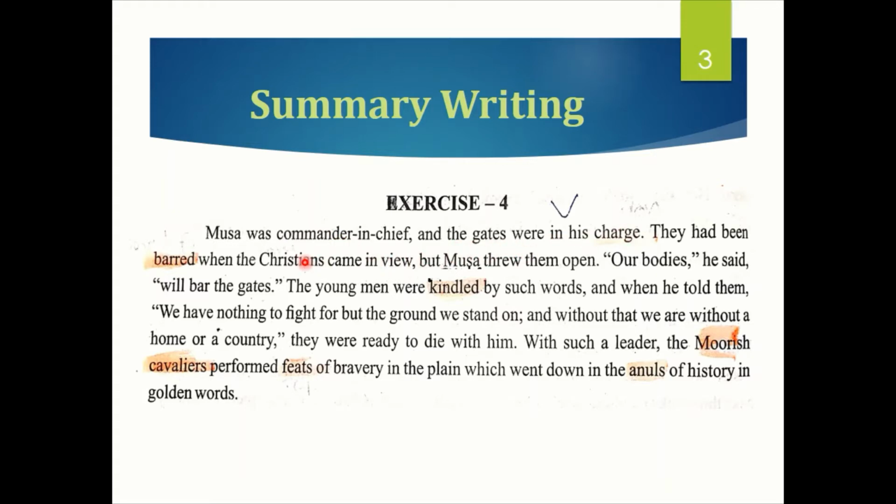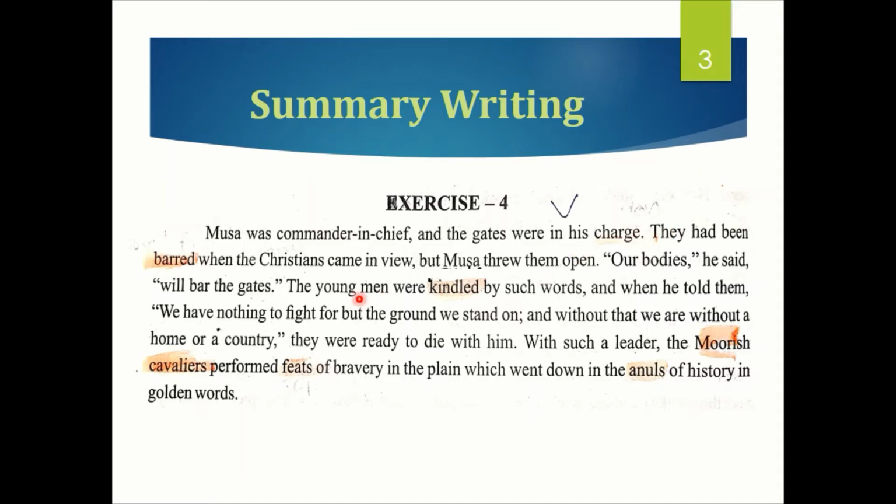So Musa is the chief commander. Musa bin Nusair basically is a very historical figure. He was an Arabic general who conquered Andalus, which is in Spain. So he was the commander-in-chief, a general, and he was in charge of the gates of the city. As you know, in the past there were walled cities and there were gates, so that the city could be protected from attackers. So they were guarding the gates of the city.